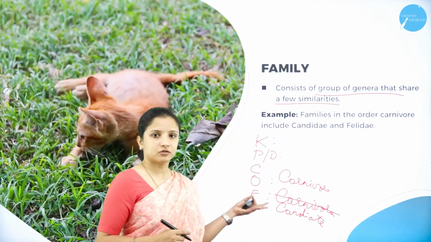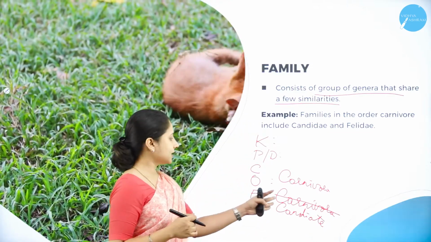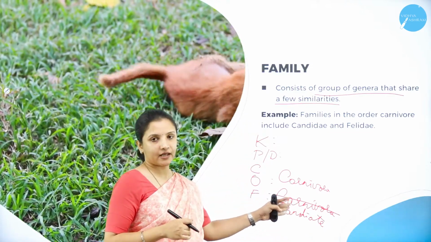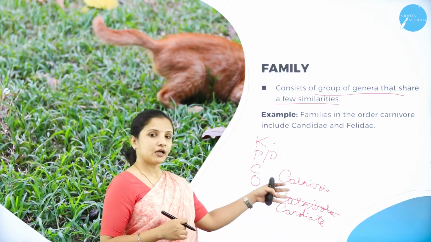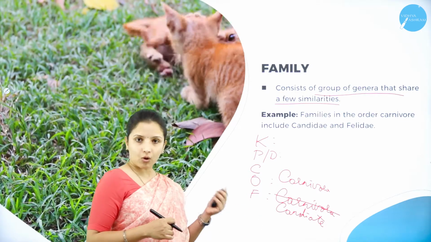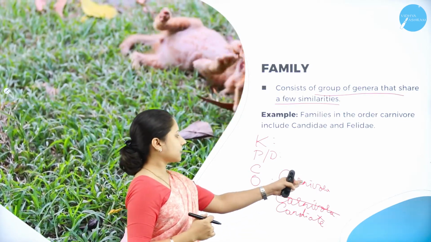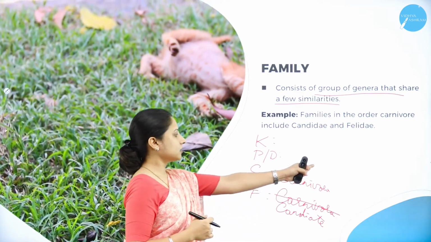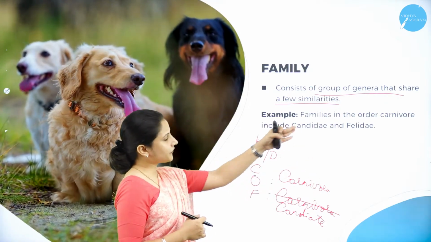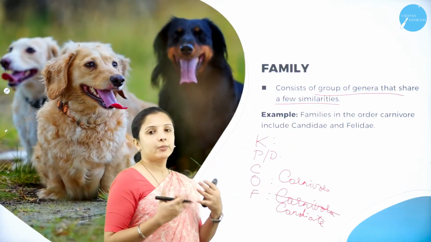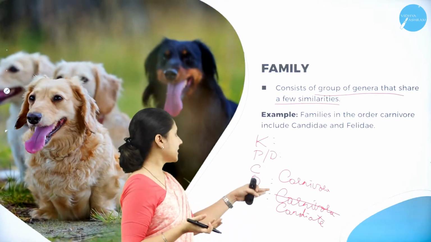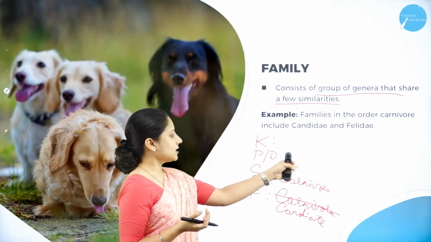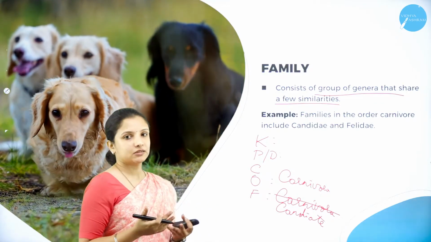Candidae means dogs. All those dog species come under the family Candidae. And what are these dog species? They are carnivorous, or you can say they are also omnivorous as well. So they are carnivorous, they are put under Carnivora. Just like that, cats come under the family Felidae, but they are all carnivorous. That is why they are put under the order Carnivora. So that is how the classification is done.